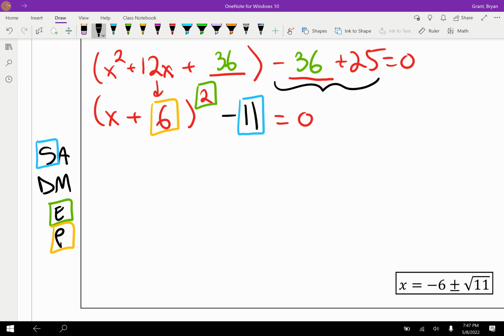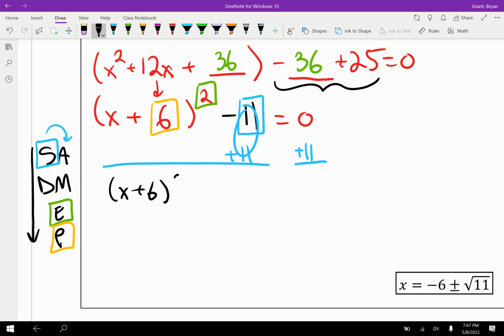To solve this equation, we work from the top down, and so we undo subtraction first. The opposite of subtraction is, of course, addition, and I know many of you know this, but it's always good to get an easy reminder to start us off. Okay, (x plus 6) squared equals 11.